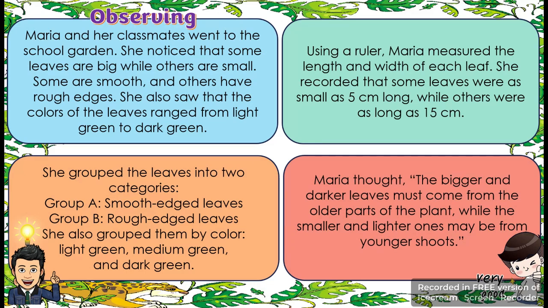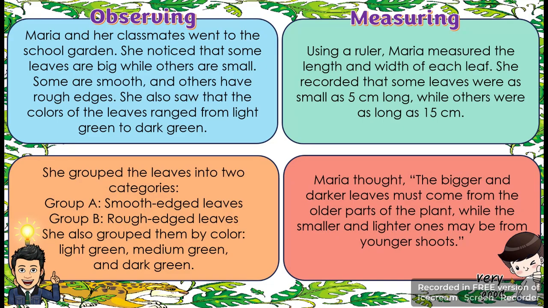Using a ruler, Maria measured the length and width of each leaf. She recorded that some leaves were as small as 5 cm long, while others were as long as 15 cm. It is measuring.